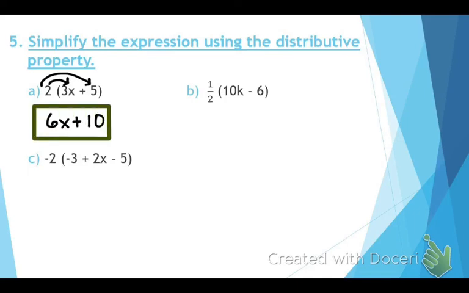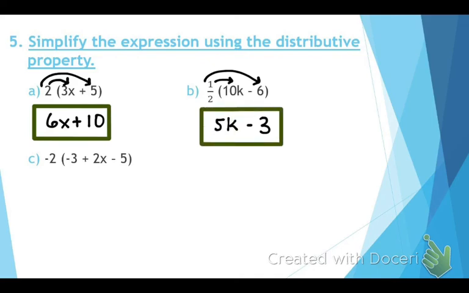The next fraction is my favorite fraction. A half is the best because you're just cutting things in half. Once again, you don't have to show any work aside from the arrows. Try it on your own, doing it in your head because the fraction is a half. All right, Hayden, what's... All right, guys, help me with this. What is half of 10k? 5k. What is a half of a negative 6? Negative 3. So your correct answer is 5k minus 3.